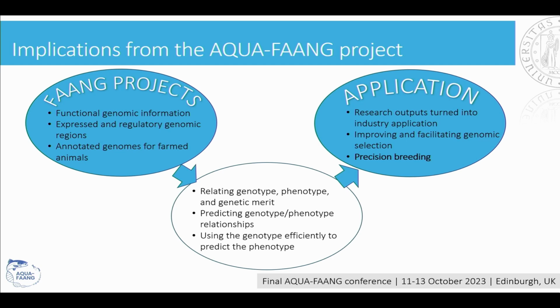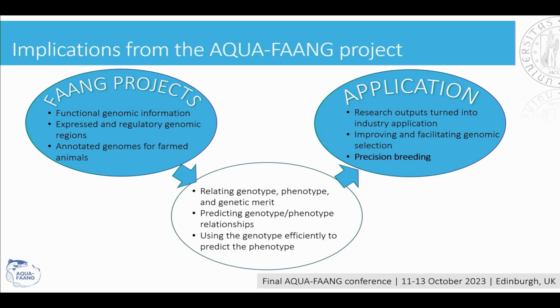So this is just a very brief presentation of the FAANG project. From FAANG projects in general, but from AquaFAANG also, we obtained a lot of information, a lot of data sets: functional genomic information, expressed and regulatory genomic regions, and annotated genomes for farm animals. So not just for model species, but also for farm animals.